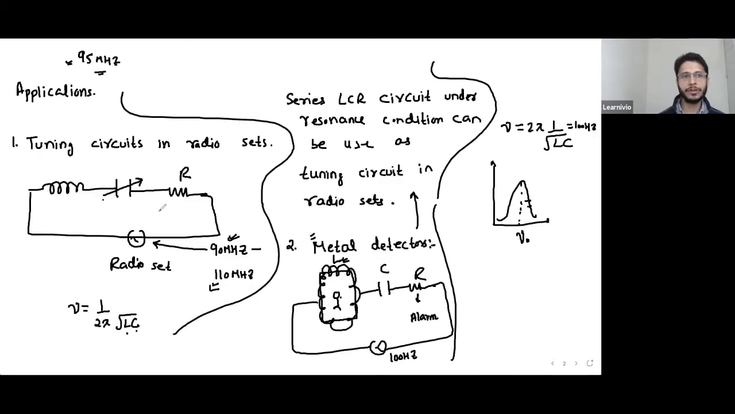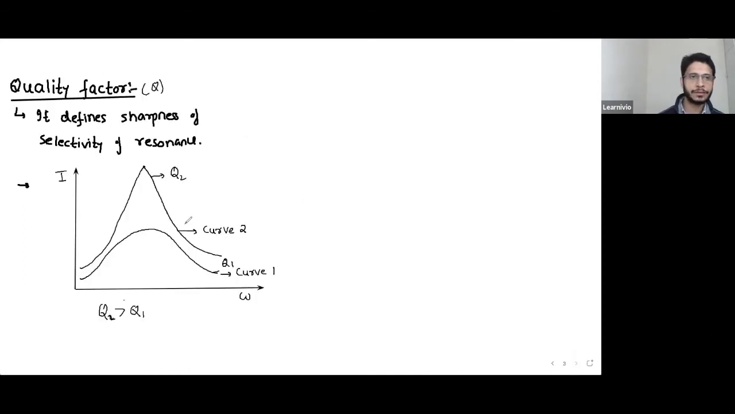Say you have two radio sets. One radio set has a curve of this type. Another radio set has a curve of this type. So the radio set having this type of curve is very selective. Selective means its quality is very good. It will select one station at a time. There is no noise in this type of radio set.